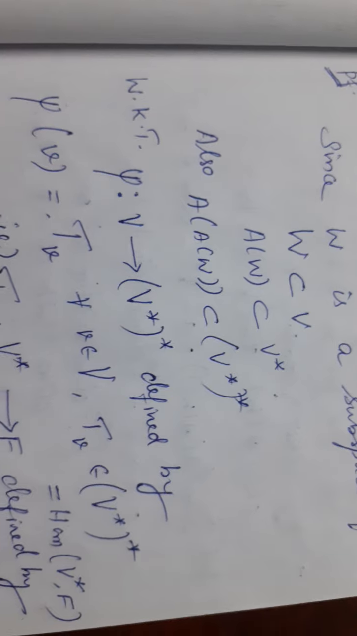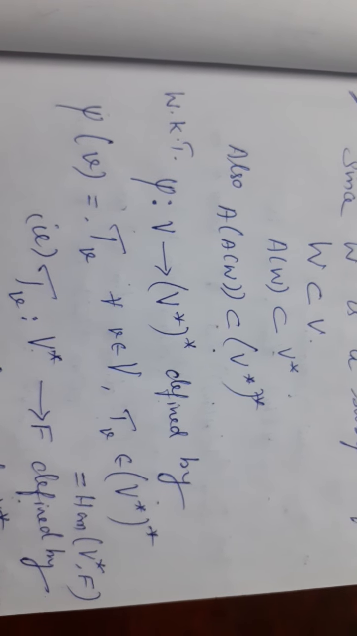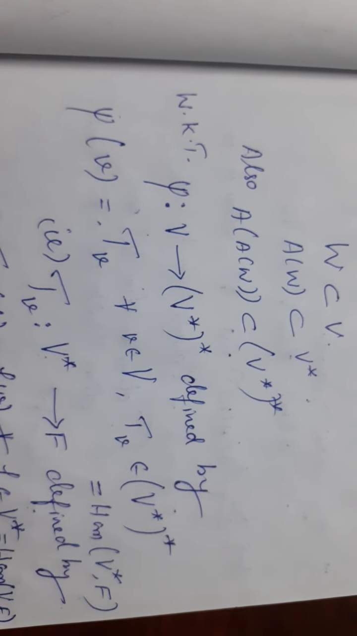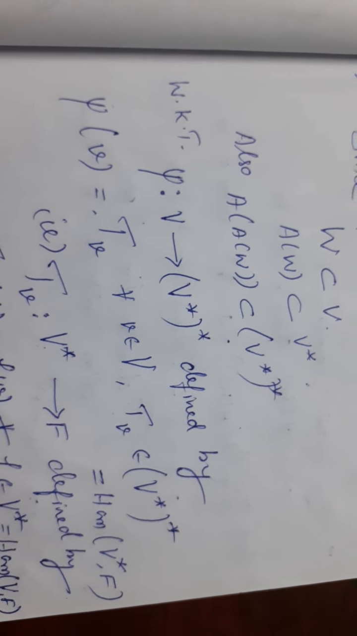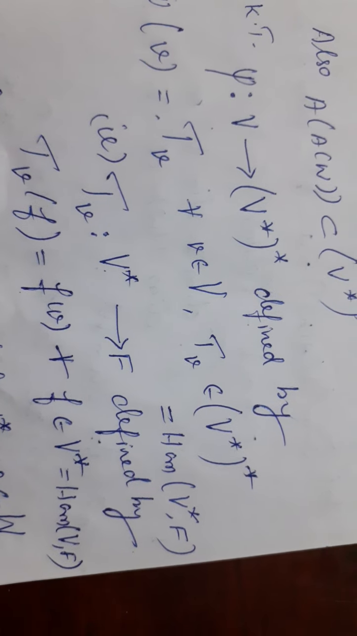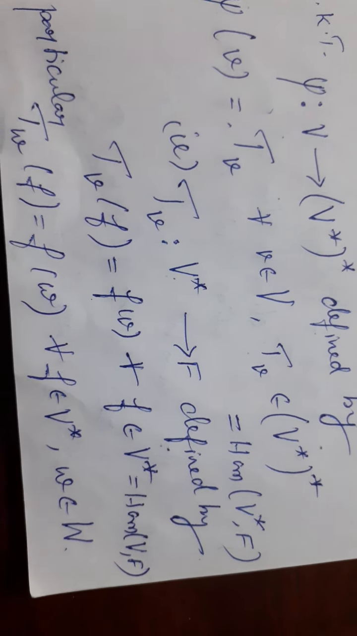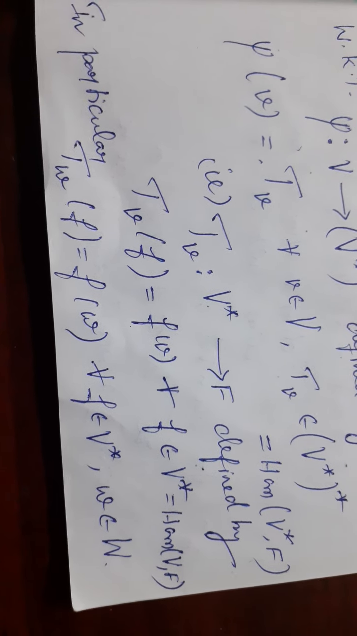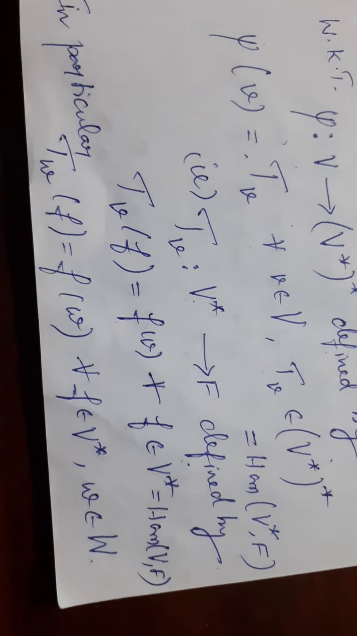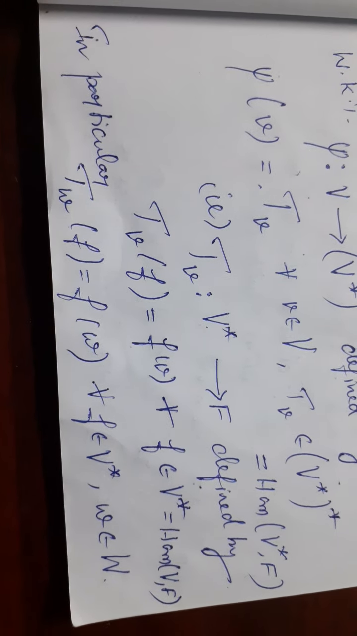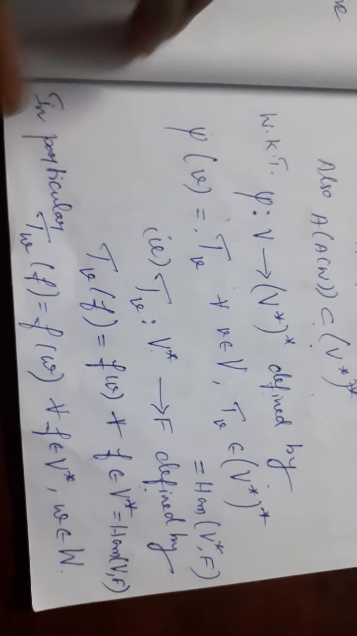We know that if we take one map psi from V to V star the whole star as psi of v is equal to the function t suffix v for all v belongs to V, t suffix v belongs to V star the whole star, which is equal to Hom of V star comma F. That is, t of v is the function from V star to capital F, and we are going to define that in such a way that t_v of f is equal to f of v for all f belongs to Hom of V comma F. In particular, we can take t_w of f is equal to f of w for all f belongs to V star and w belongs to capital W.